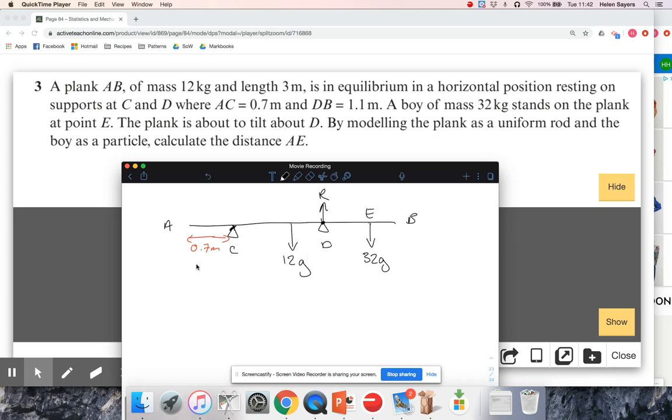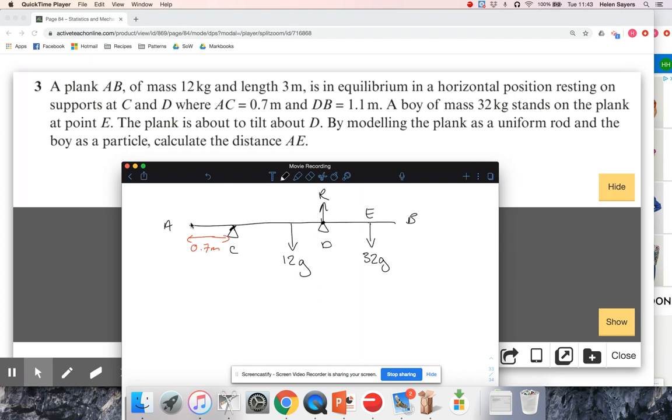I want the distance AE, so basically the distance of where the boy is stood from this end. I'm going to do that by taking moments. I do know the reaction force. The reaction force is 44g, because if I resolve vertically, that's the only upward force, so that must equal those two downward forces. But I'm not even going to use that because I'm going to take moments about D.